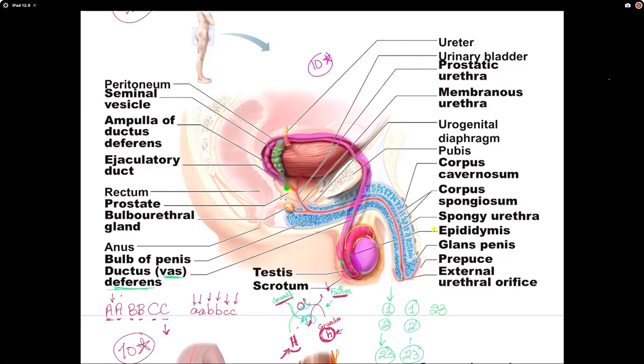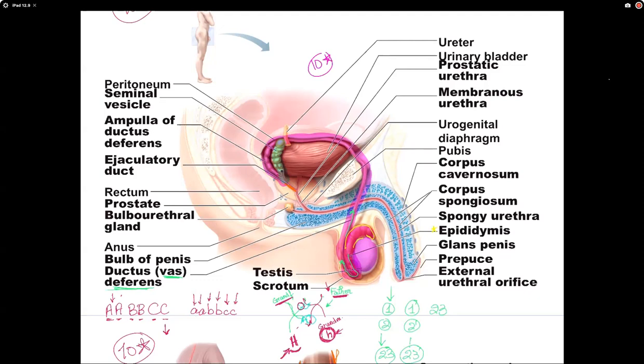So the sperms here gonna travel. Seminal vesicle gonna release its secretions. The duct of the seminal vesicle, along with the vas deferens, will fuse together and will form what we call the ejaculatory duct. Right and left ejaculatory ducts gonna be releasing the semen into the part of the urethra traveling through the prostate gland located at the base of the urinary bladder. This is what we call the prostatic urethra.